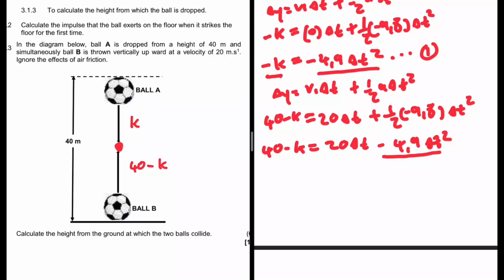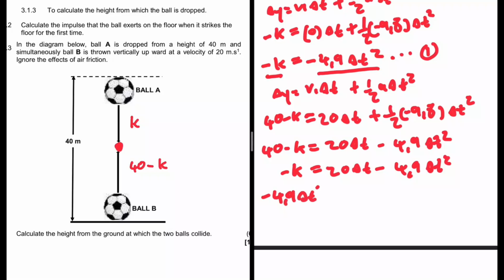And then here we also have minus k. So we're going to do the same thing. We're going to sub minus 4.9 delta t squared. Another thing that we can do, we can make minus k the subject of the formula here. It will be equal to 20 delta t minus 4.9 delta t squared. But what is minus k? Minus k is just minus 4.9 delta t squared.